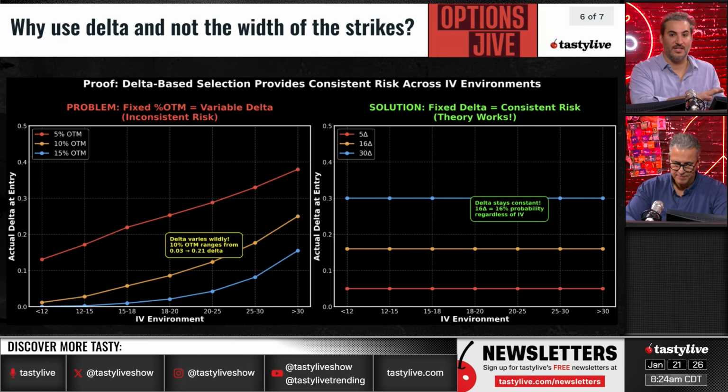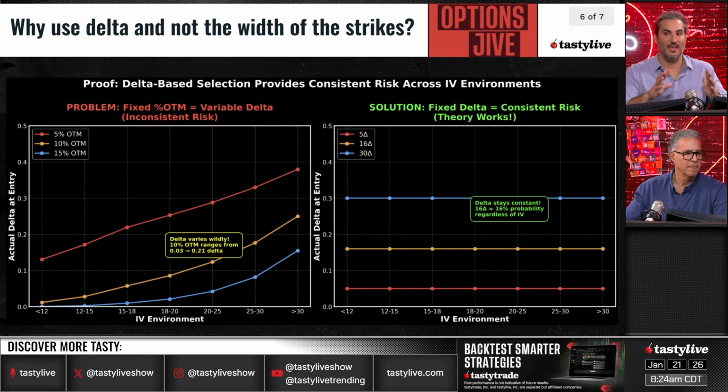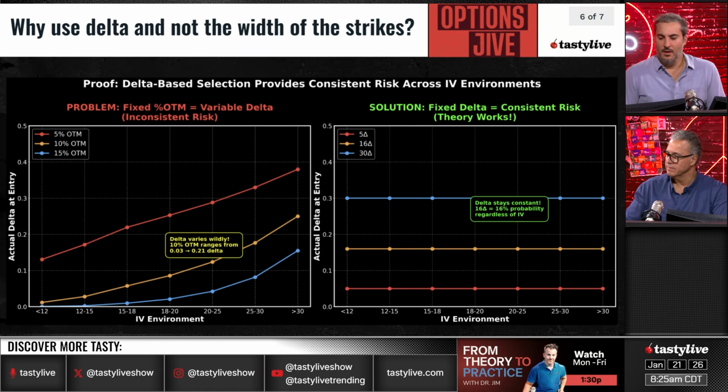A 5 delta option in Apple versus a 5 delta option in Tesla, that's twice the size. They're going to be the same probability, and they're the same relative risk in terms of those probabilities. So we're always using delta as a way to put everything to a common denominator. All right, beautiful. Couple takeaways here.